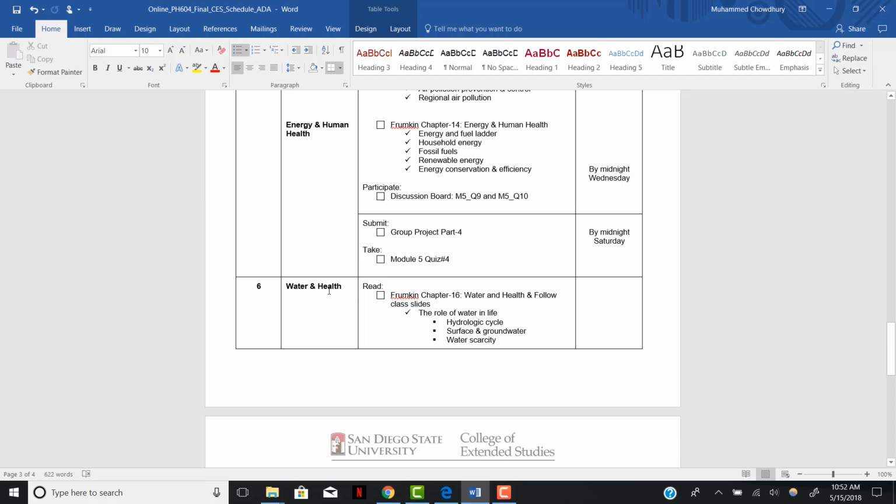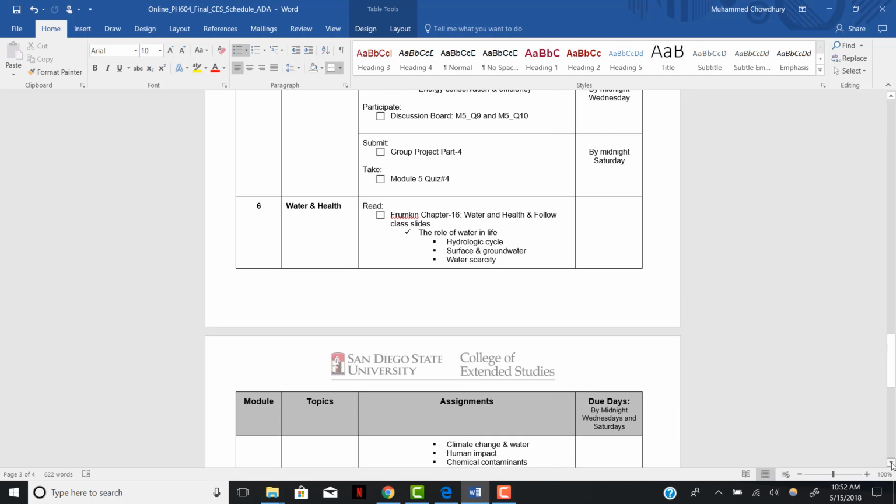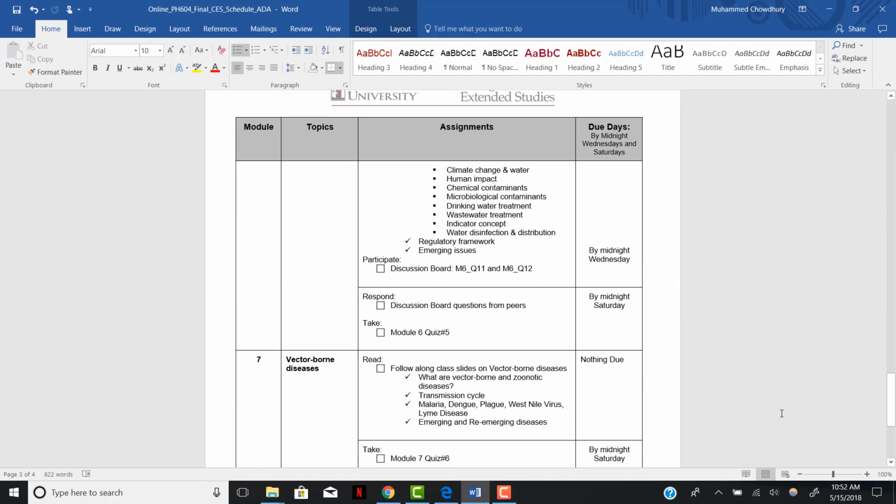Module 6 is about water quality, water and health, and reading for this chapter can be found in chapter 16. There are discussion board questions 11 and 12, which are due by midnight on Wednesday, and in here you are expected to respond to additional questions that your peer may ask you by Saturday midnight, as well as take quiz number 5 from that module.